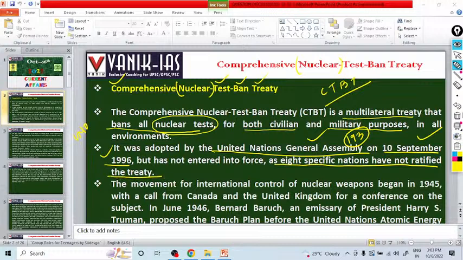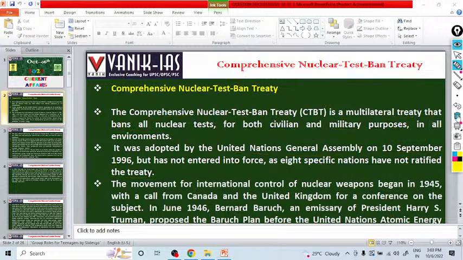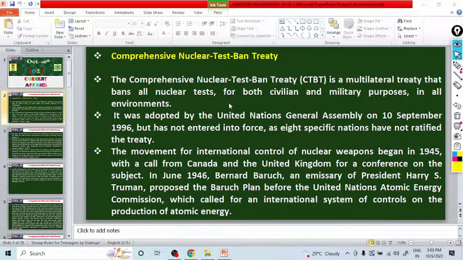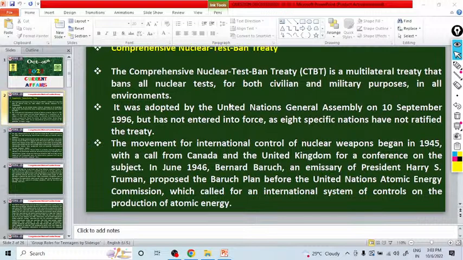So it needs ratification, because any international treaty, for implementation internationally, needs ratification by the respective parliaments. But as it was not ratified by the 8 specific nations, it has not yet been implemented or come into force. The movement for international control of nuclear weapons began in 1945 with a call from Canada and the United Kingdom for a conference on the subject.